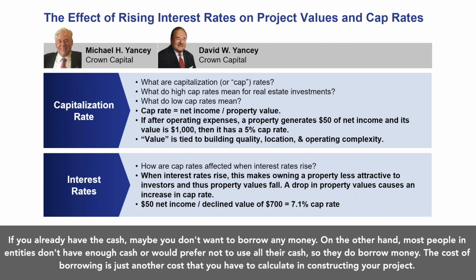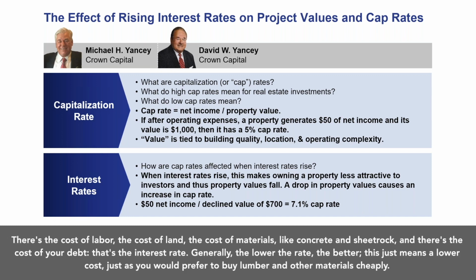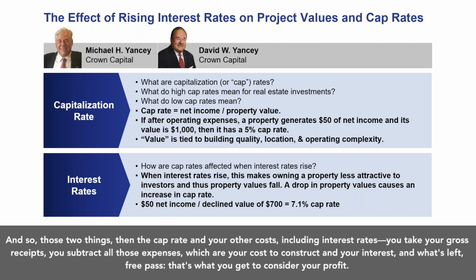The cost of borrowing is just another cost that you have to calculate in constructing your project. There's the cost of labor, the cost of land, the cost of materials like concrete and sheetrock, and there's the cost of your debt, and that's the interest rate. Generally, the lower the rate, the better. It just means the lower the cost, just as you would prefer to buy lumber and other materials cheaply. And so those two things, the cap rate and your other costs, including interest rates: you take your gross receipts, you subtract all those expenses, which are your cost to construct and your interest, and what's left pre-tax, that's what you get to consider your profit.